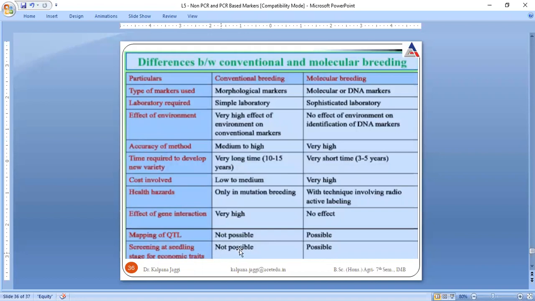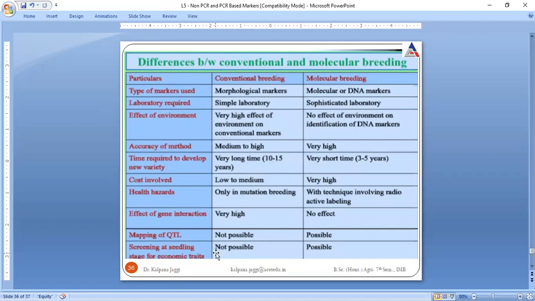Here, screening at seedling stage for economic traits. I mean to say, here you were conducting no yield preliminary trials and all. And why were you going for those trials? Because you wanted to know whether at the end it is going to produce the desired amount of yield or not. And if you are focusing on the yield, that itself clarifies you are focusing on the economic aspect. The more the yield, the more the improvement of economy, right?